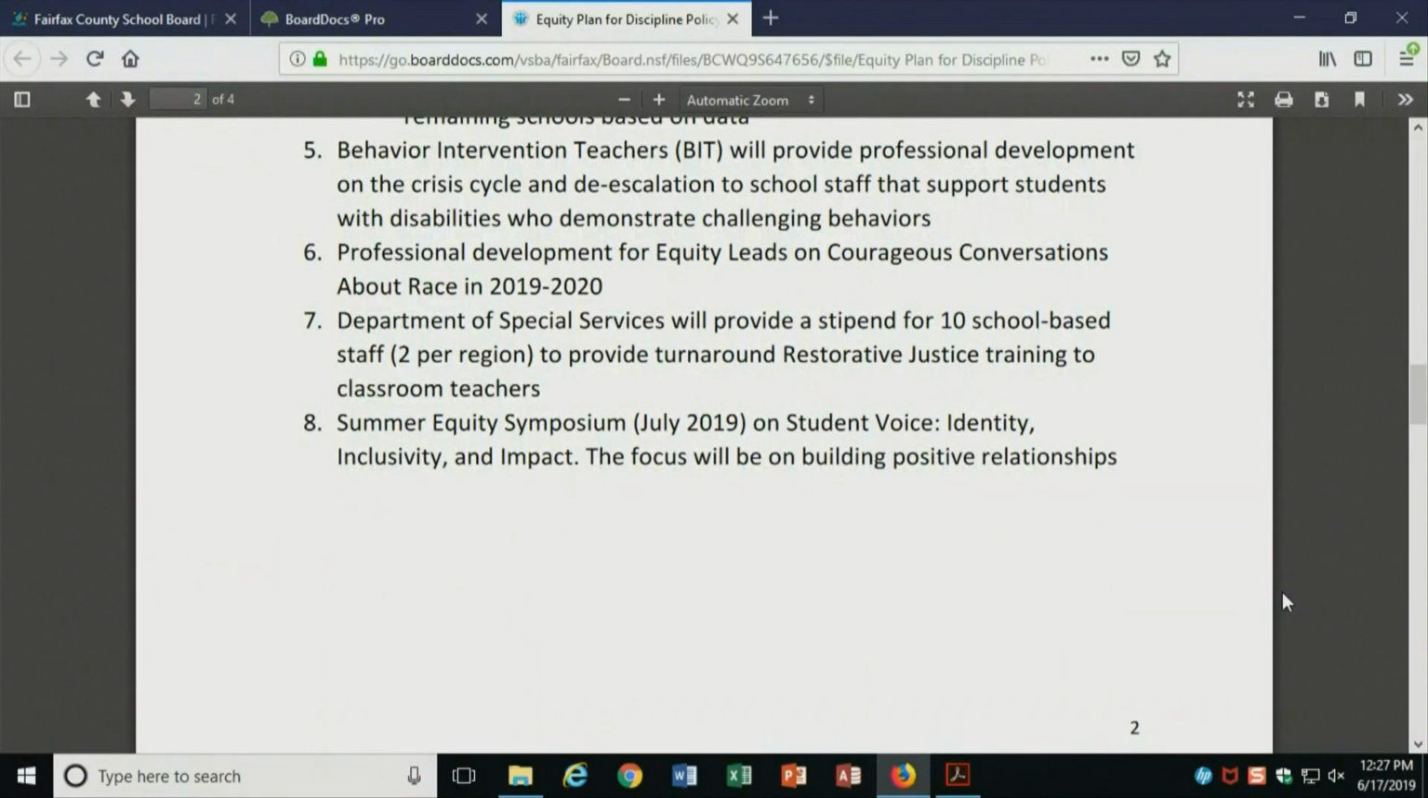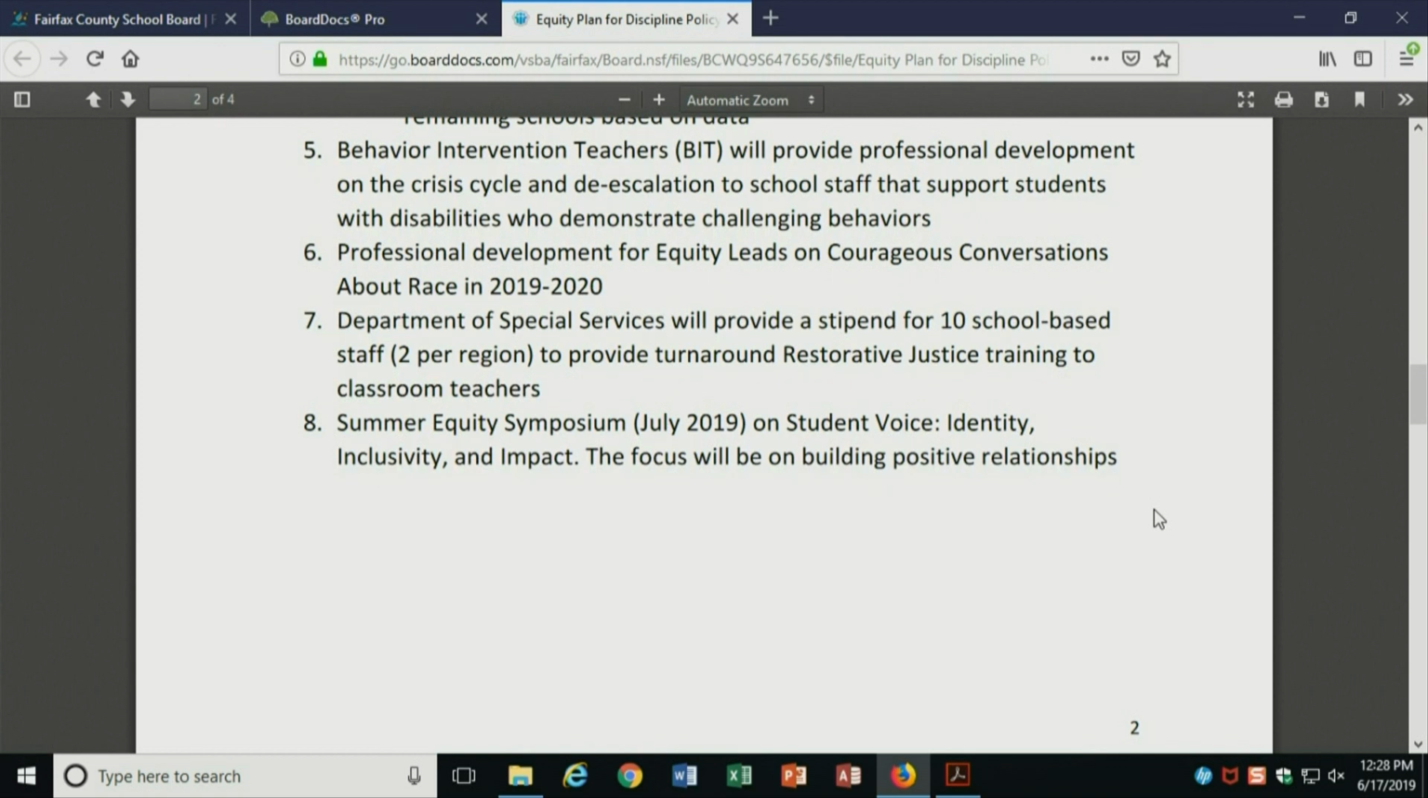And the last thing is our Summer Equity Symposium. We've had a Summer Equity Symposium previously. This year we want to focus that, and it's going to be on student voice. We heard a lot through all 3 of our reports, the need to have that student-teacher relationship there. And so we're going to focus on student voice, and the focus for that, for all of our school teams who will be coming to the symposium, is how to build positive relationships.